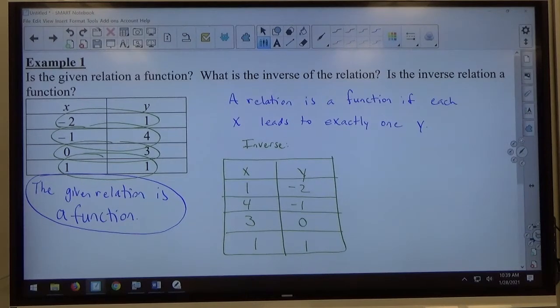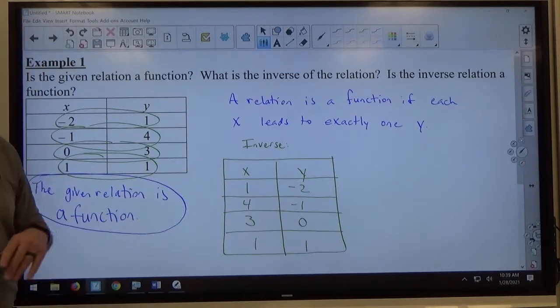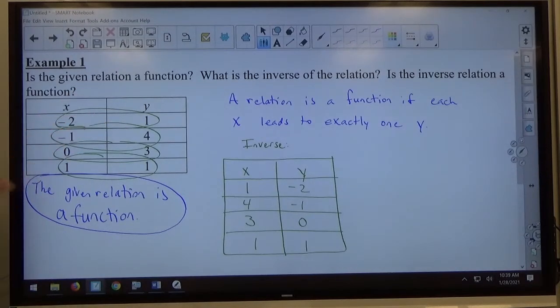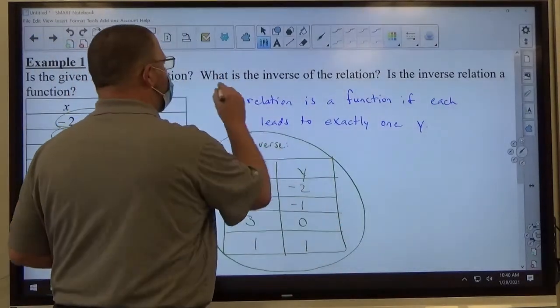Now the book would have you, at this point, order it with x. So put the x's in order. To me, that's not that important. I mean, that's the inverse relation. That is sufficiently the inverse relation. I don't need to rewrite the chart again just to rearrange things. I think it's sufficient to have it written like this. So that would be the inverse. That's the answer to this question.